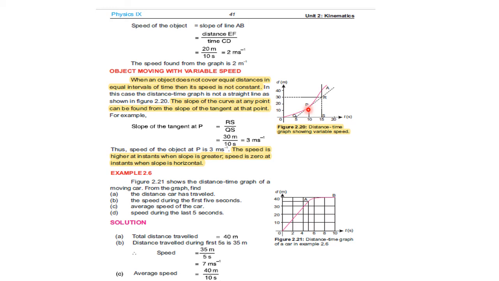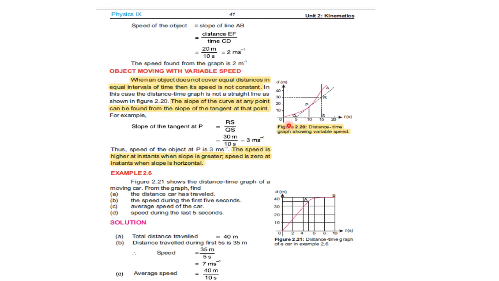Okay, now also mark figure 2.20 and its caption, distance time graph showing variable speed. Now in the last three lines of object moving with variable speed, please mark it. The speed is higher at instants when the slope is greater. Speed is 0 at instants when the slope is horizontal.